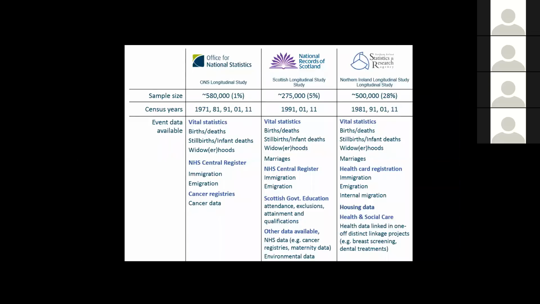I've also included in this table a selection of the vital statistics that are included in the different longitudinal studies. And I've talked about some of these already. So the vital statistics give us information on births and deaths, stillbirths and infant deaths, and information on widowhood or widowerhood. We have information on immigration and emigration from the NHS Central Register. But we also have other information on health, so information on cancer registries, for example. In the Scottish longitudinal study, we have information on education, aspects such as attendance, exclusions, and Fiona will be talking a bit about this data in her presentation.